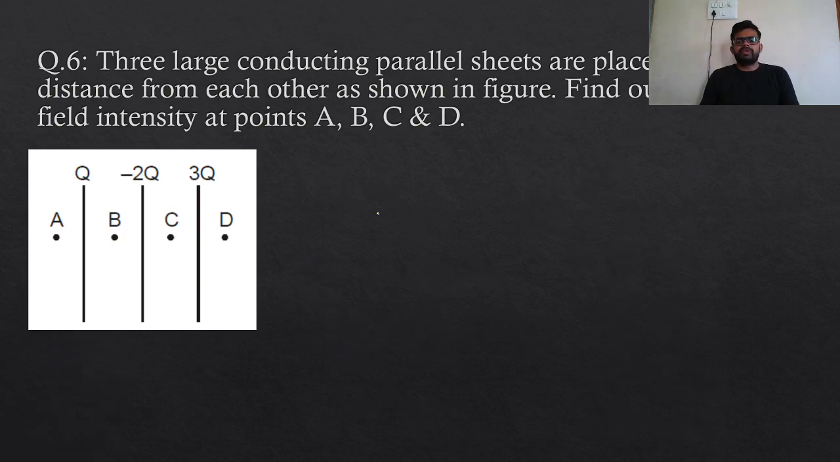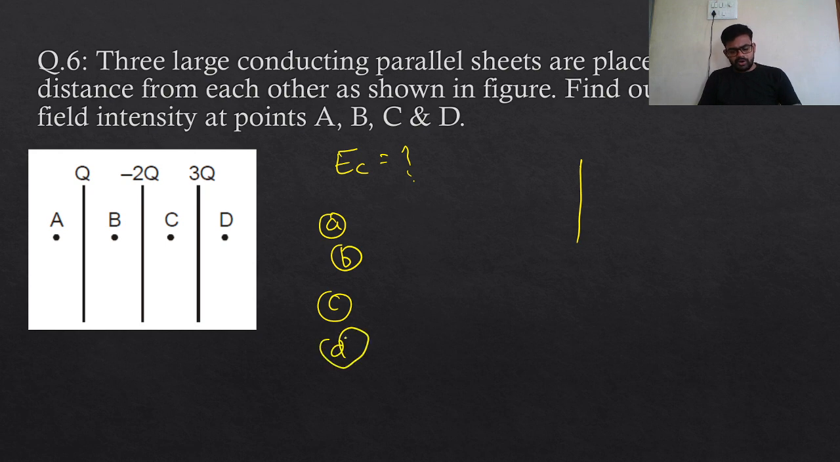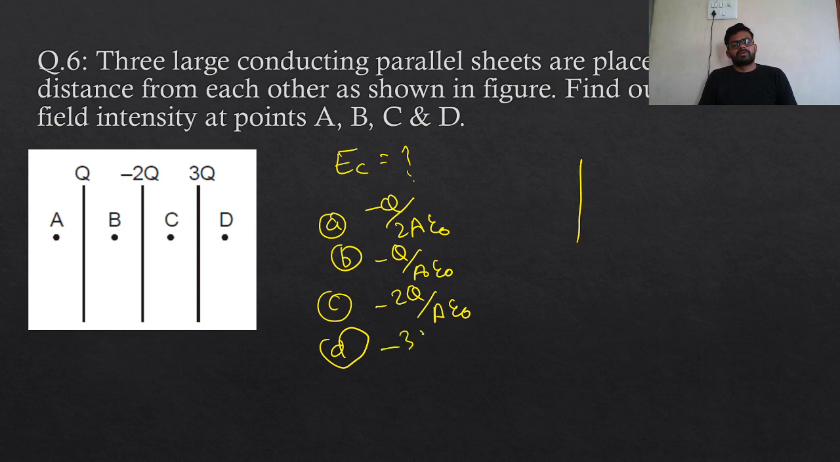Next, you need to find the electric field intensity at point C. Do it fast. Options A, B, C, D are in front of you, and I am asking what is the correct answer. So the answer is minus Q upon 2 epsilon naught. Your time starts now. Solve it.